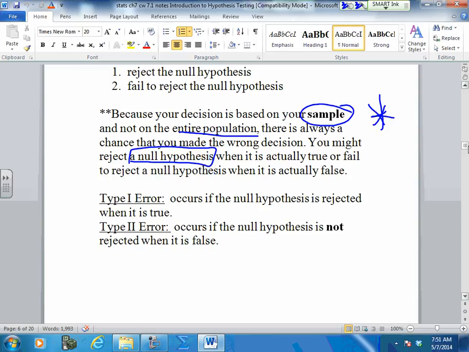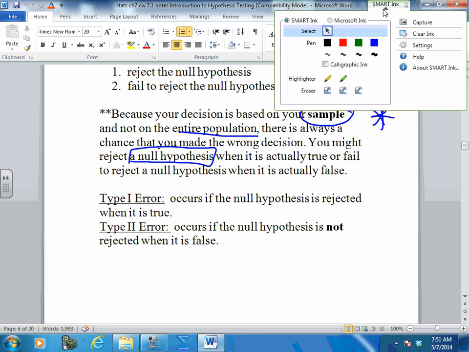Now, you don't know, in fact, if H0 is true or false. That's why you test. But your errors are based on what if it really was true. Okay, how about this? Let's make this easy.